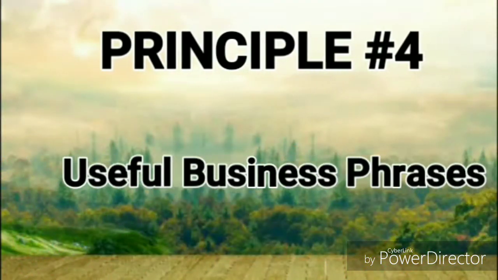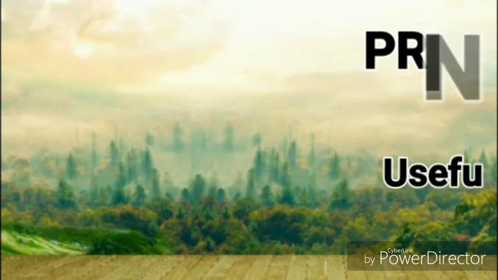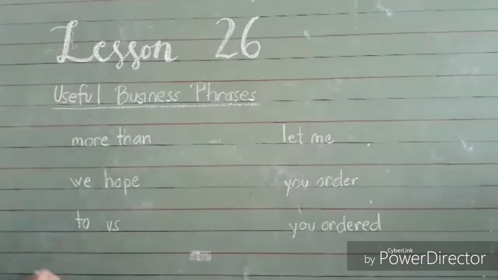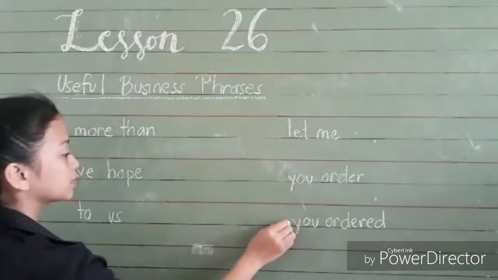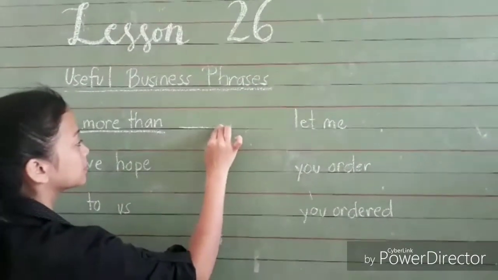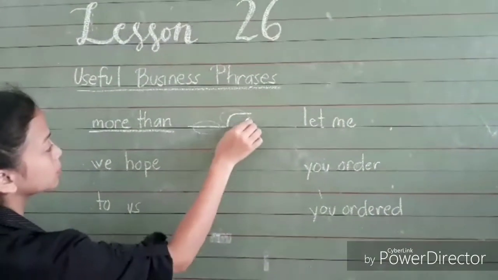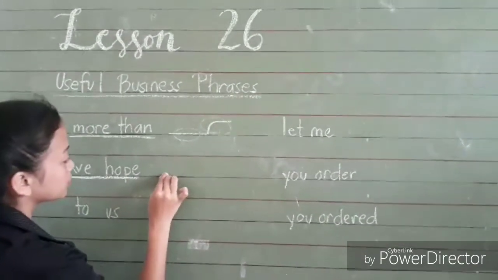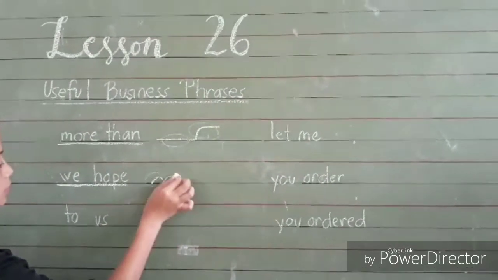Principle number 4 is the useful business phrases. So the useful business phrases are more than, we hope, to us, let me, you order, and you ordered. For more than, the shorthand stroke is, which is represented by M over TH and M. For we hope, the shorthand stroke is, which is represented by OO, A, and P.